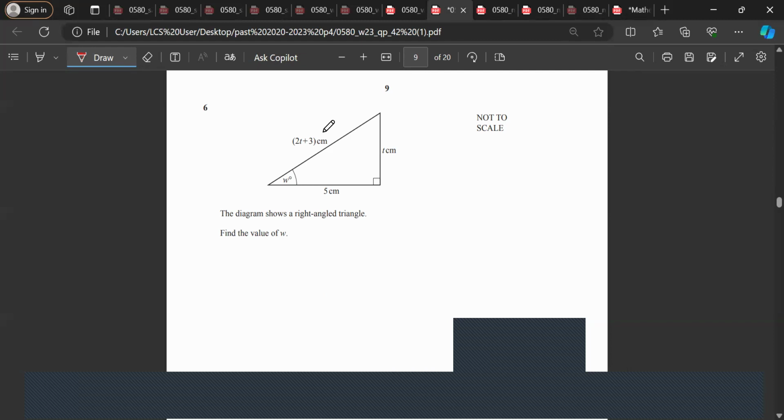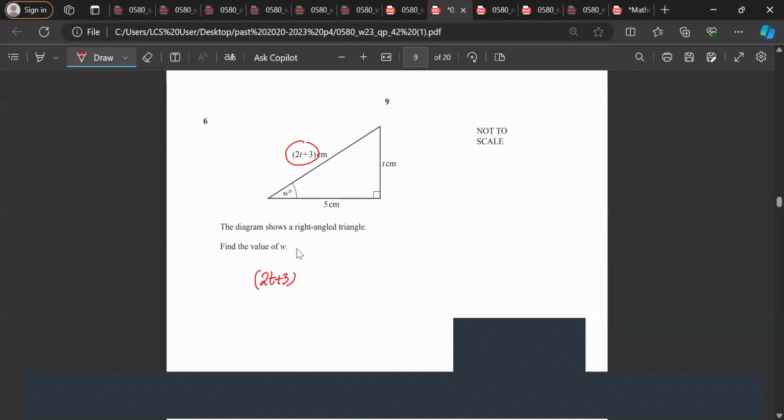Students, you have to find the missing values first. I have to find T first. How to find T by using what? I can use Pythagoras. This is the hypotenuse. So (2t + 3) squared equals 5 squared, which is 25, plus t squared.